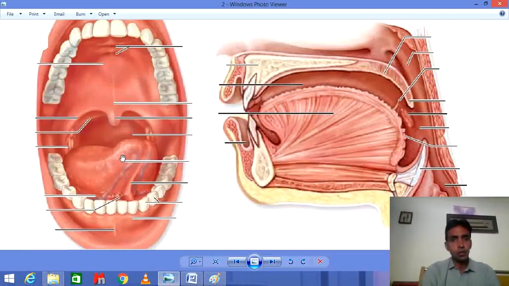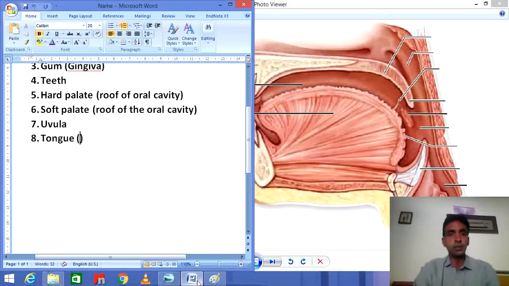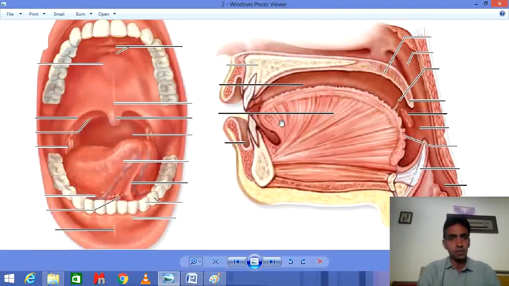It puts the food in between the two teeth. If there was no tongue, then it would be difficult for the food to come in between the two teeth. So the main function of the tongue is rolling of food. The tongue also has many other functions, like taste and making voice, but here in the digestive process, the function of the tongue is to roll the food in between the teeth.